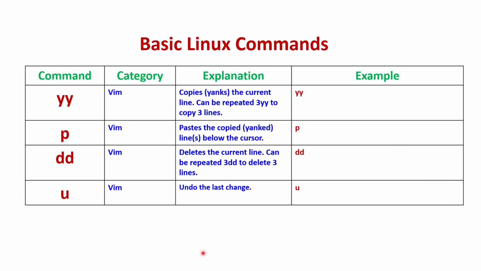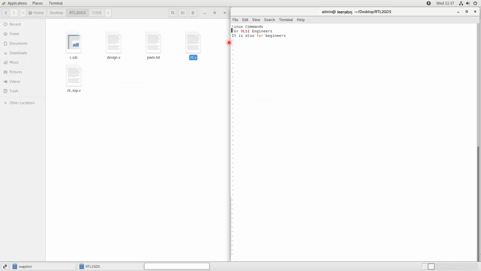The file will be automatically saved. The next command is yy. yy is used for copying the lines and p is used for pasting. dd is used for deleting. u is used for undo. Let's see how these are working. Look here. Now I want to copy the line for VLSI engineers and it is also for beginners. If I want to copy a single line, I can just use the yy command. If I want to copy two lines, I am going to use the 2yy command.